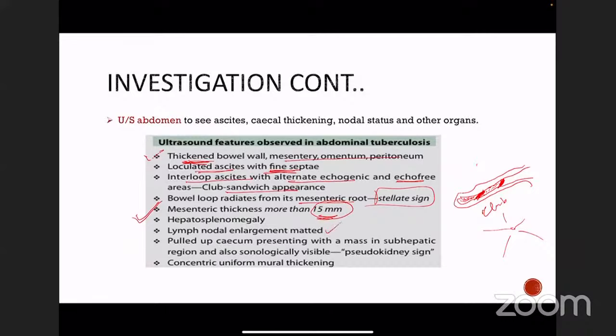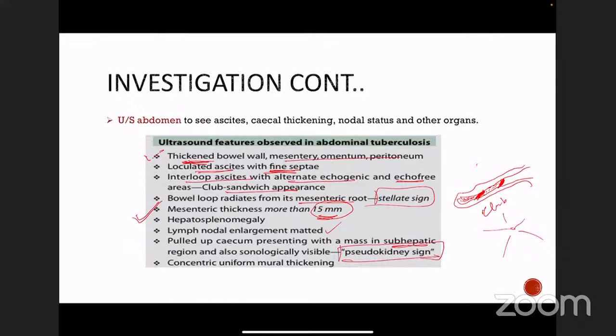Pulled up cecum, as I said already, can be present in the hyperplastic type. But if it is pulled up into the subhepatic region, it will give the pseudo kidney sign. We will be able to palpate, or we will be able to see, in the higher part from that kidney, another kidney-like structure. But that is not a kidney, it is the pulled up cecum in this area. That is why it is called a pseudo kidney sign.